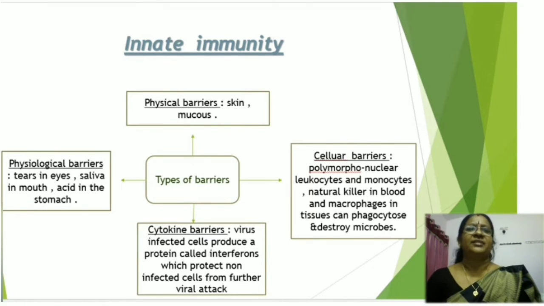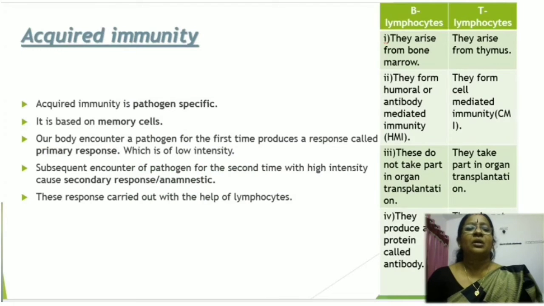The fourth one is cytokine barriers. Virus-infected cells produce a protein called interferons, which protect the non-infected cells from further viral attack. The next one is acquired immunity. Acquired immunity is always pathogen specific and it is based on memory cells.